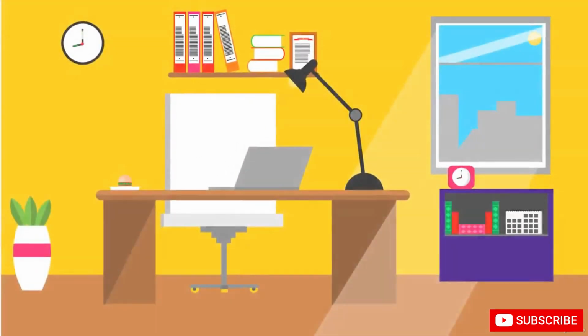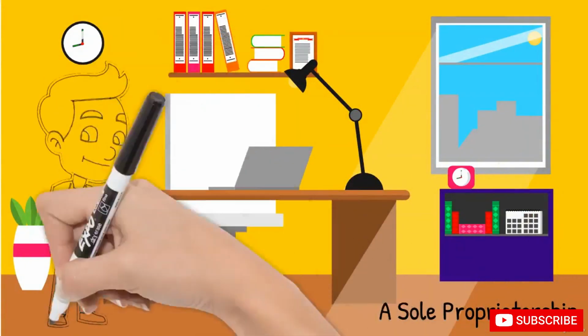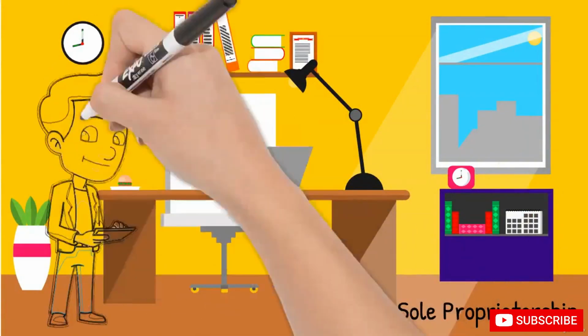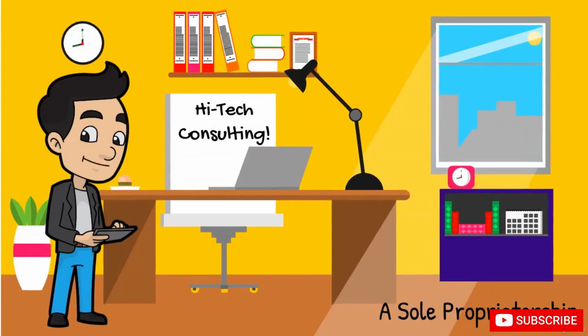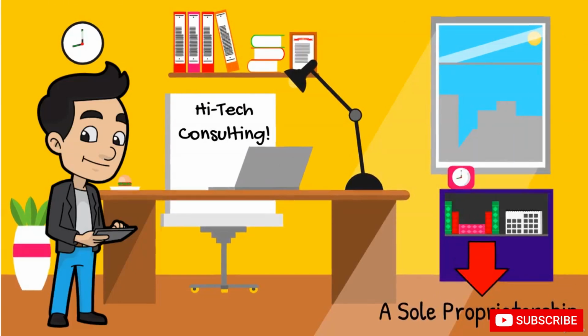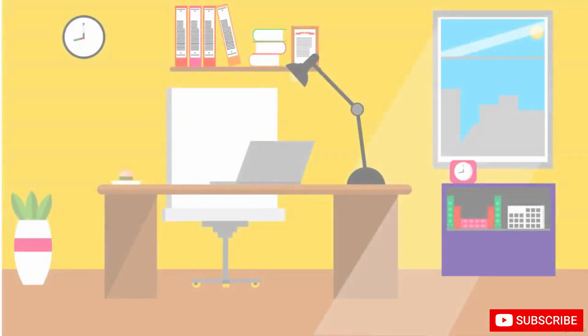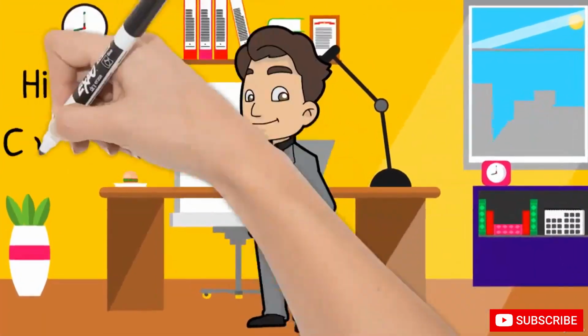Sole proprietorships. Krishna is opening his own business. He's going to establish a new business in computer consulting called High-Tech Consulting. High-Tech Consulting will be a sole proprietorship because the business is owned and run by one person. Krishna will be the only employee and will have complete control over the business. Sole proprietorships are the most common and simplest type of business structure.